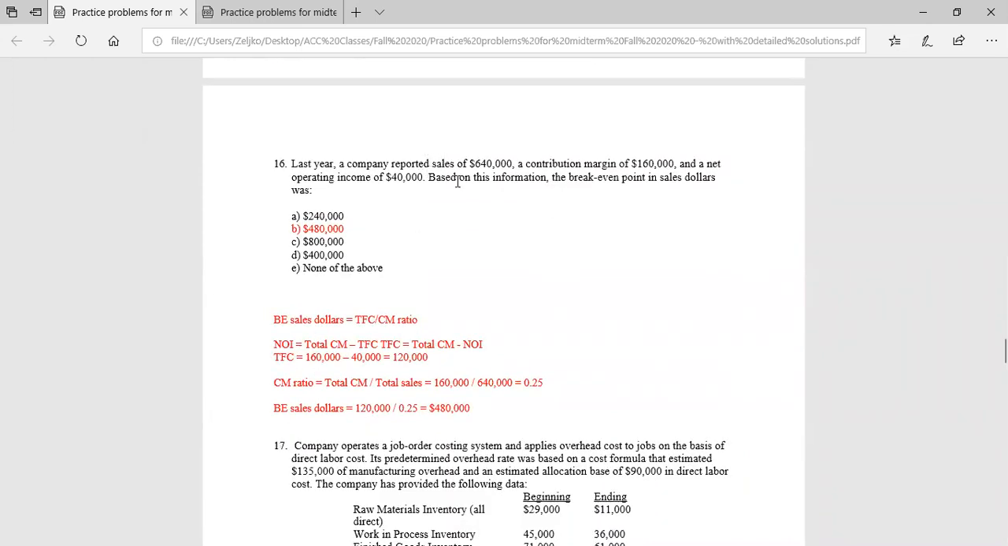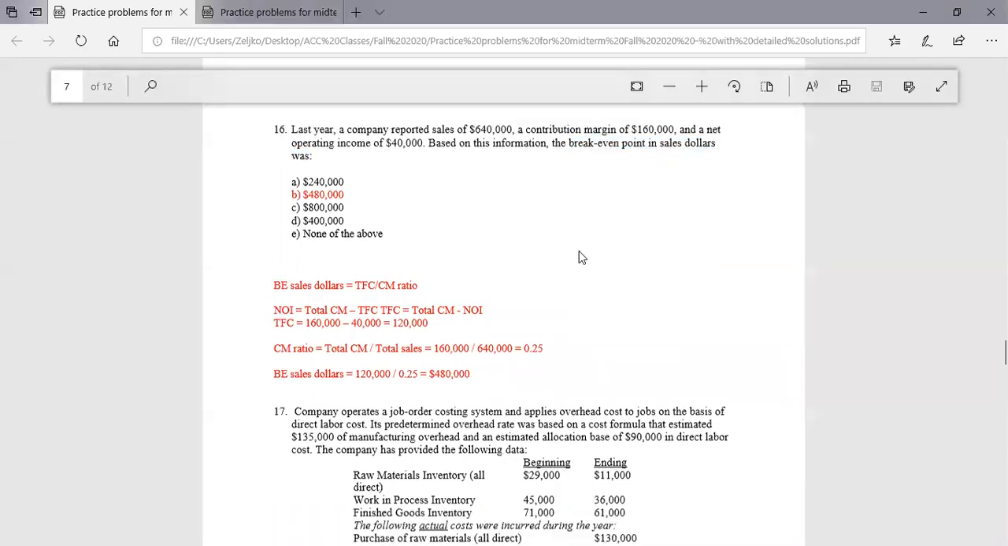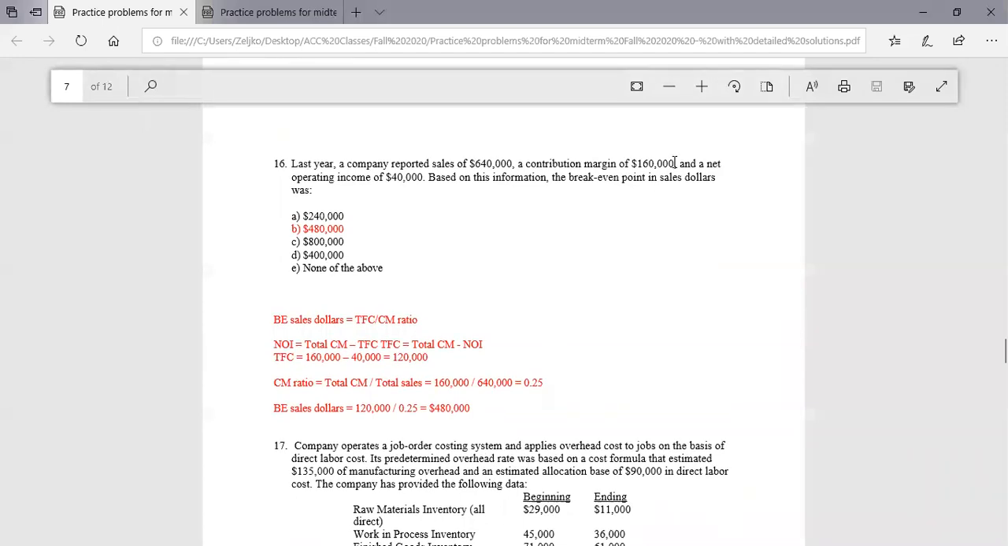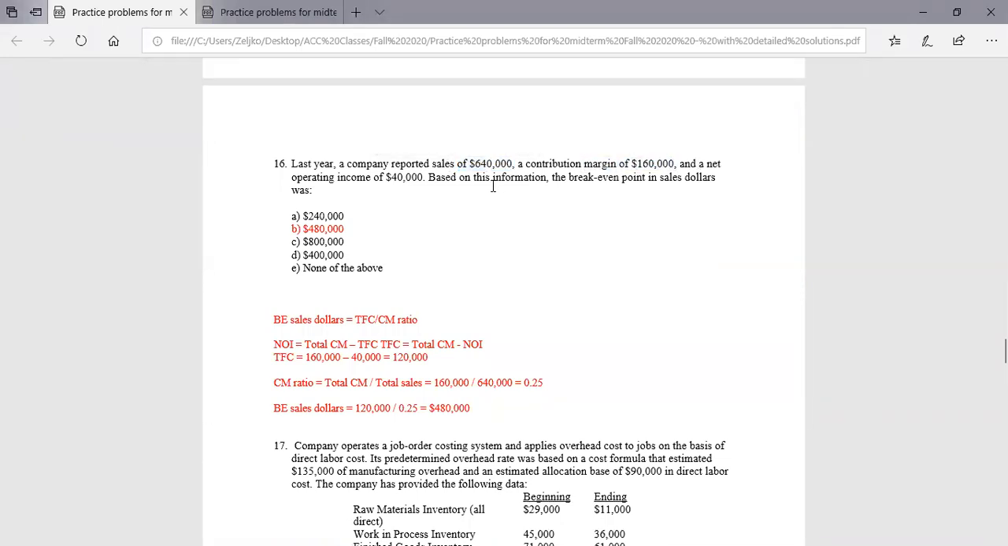Last year the company, this and that, based on this, break-even point. Okay, very good. I know what I'm looking for, break-even point. I'm looking for contribution margin per unit or ratio or something. Company reported sales of 640, contribution margin of 160. So we have a ratio already, but we don't have fixed cost anywhere here. We are not given that. That's what we need.